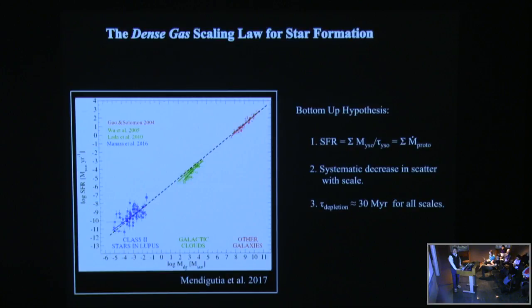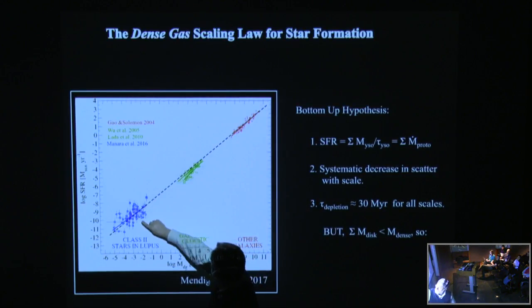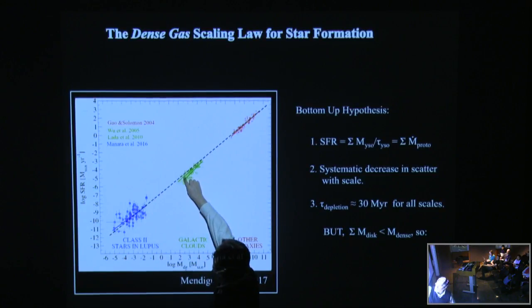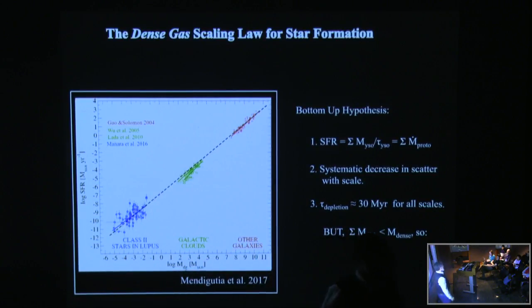And if you fit this with, let's say, a single correlation, again, you get this interesting depletion time of about 30 million years, and it's within a factor of 3 for all the different scales. But there is one problem, if this hypothesis is right. It would say that the sum of all the disk masses of particularly protostars, when you add them all up, should give you the mass of the gas that we're measuring as dense inside GMCs. And in fact, that's not the case. It falls quite a bit short.